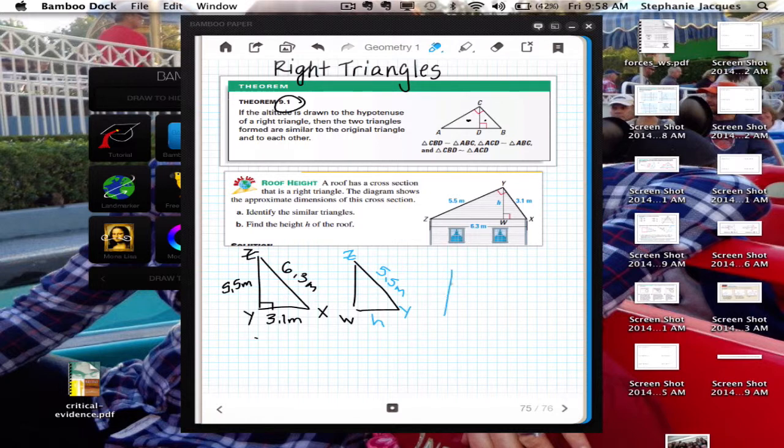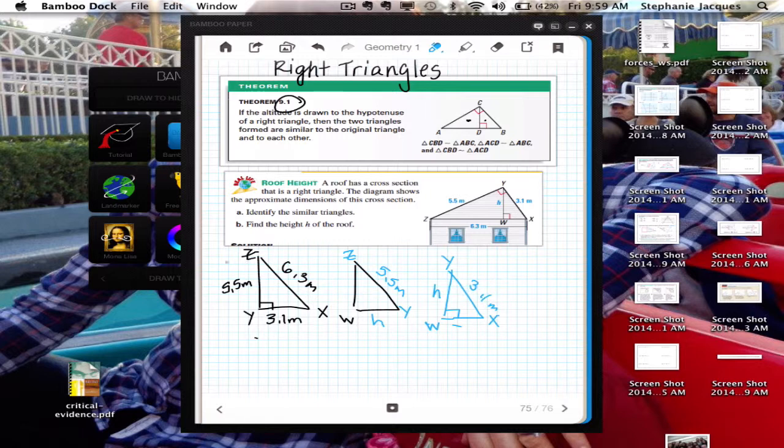Okay, let's do our smaller triangle. For our smaller triangle, we have W as our right angle, we have Y on top, and we have X here. And our WX we don't know. We know this is height, H, and we know this is 3.1.